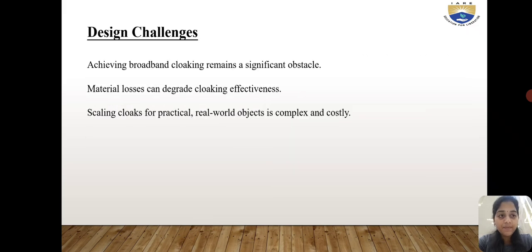Design challenges. Achieving broadband cloaking remains a significant obstacle. Material losses can degrade cloaking effectiveness. Scaling cloaks for practical real-world objects is complex and costly.